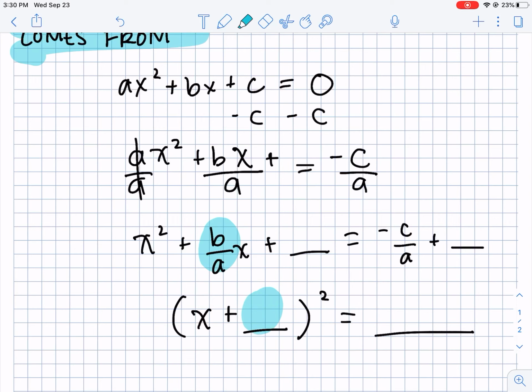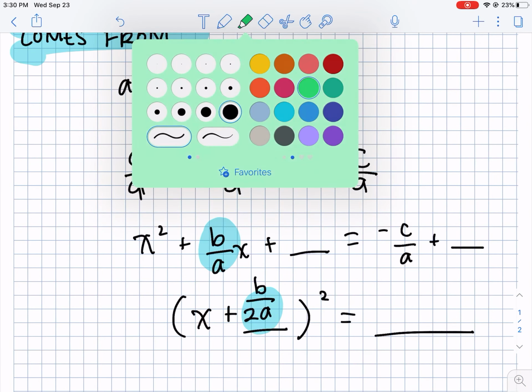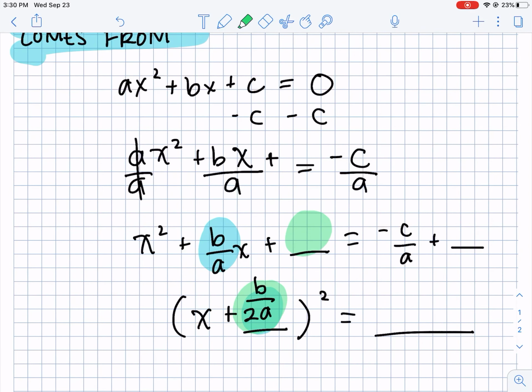Well, I divide by 2, so I get b over 2a. And now, how do I go from here to here? Well, I square it. So b over 2a, the quantity squared, that's going to be b squared over 4a squared. And if I add b squared over 4a squared right here, I also need to add it on the other side of the equation, b squared over 4a squared.